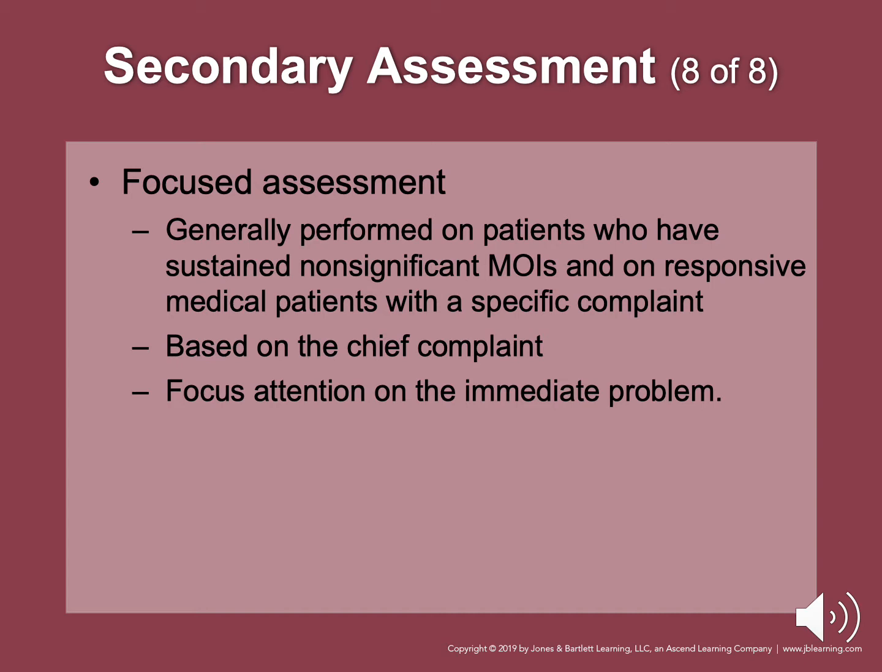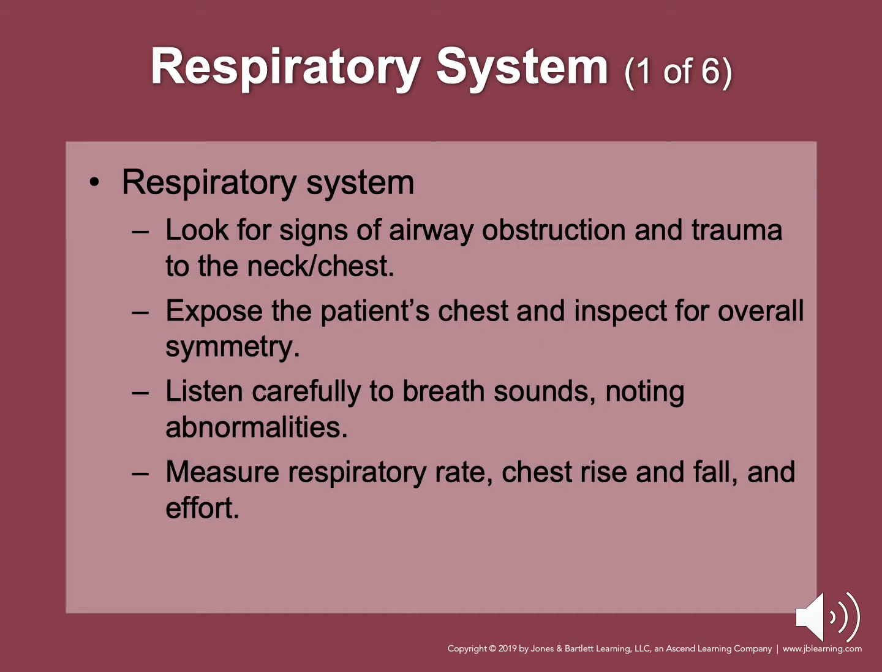So measure respiratory rate, chest rise and fall, and effort. Normal respiratory rate for adults is 12 to 20. Assess respirations in a responsive, alert patient without making the patient aware of what you're doing. A lot of times you just need to be talking to these patients, and you can kind of look down at your watch and do it that way. Respiratory rhythm: note whether the patient's respirations are regular or irregular.